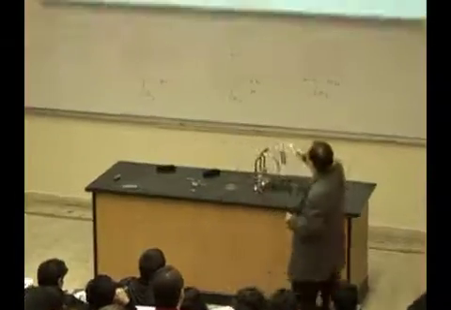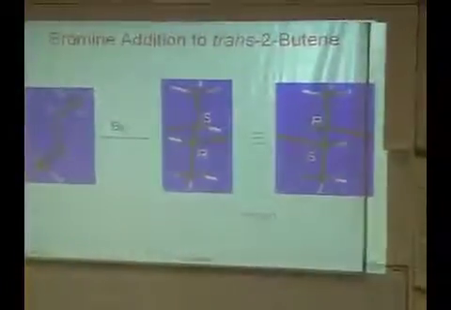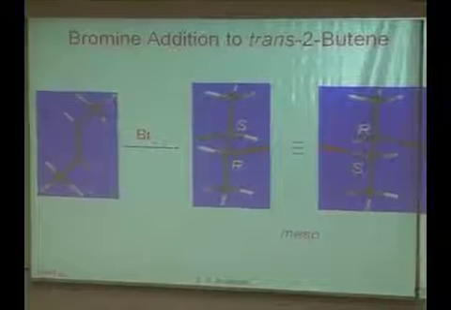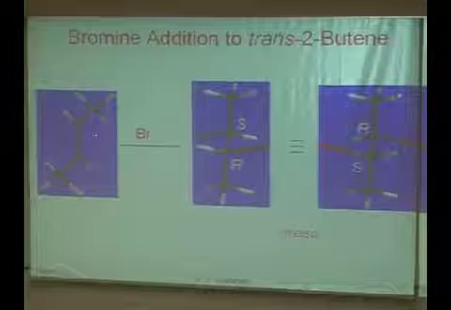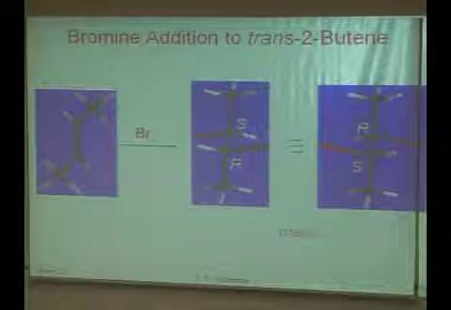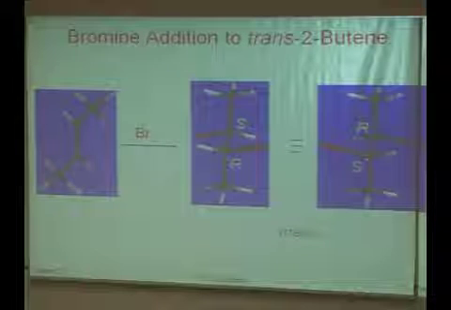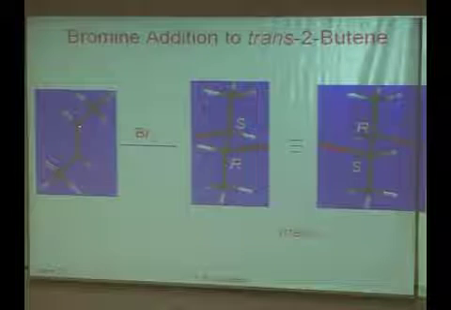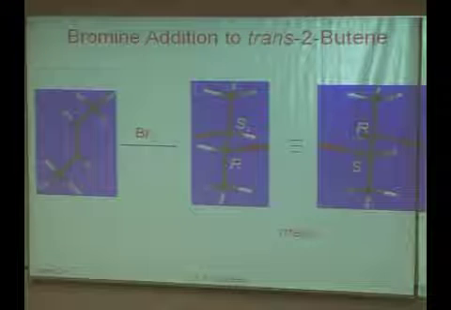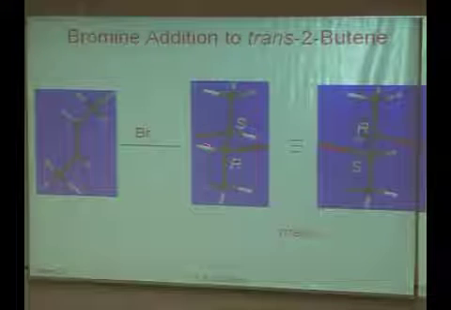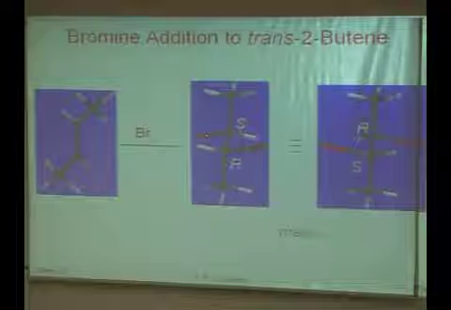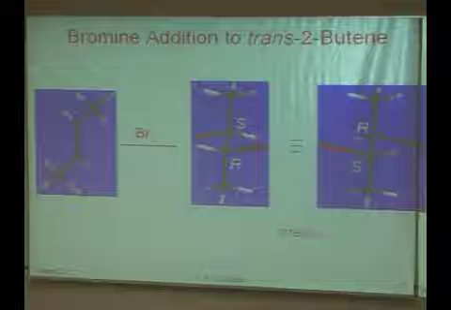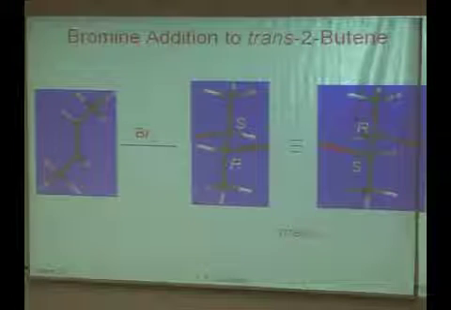Now, if you are starting from a trans alkene, you will get the bromine to add either from this side, which means that the second bromine is going to add from the opposite side. That will be this stereoisomer. Or you will get the bromine to add from this side or from this side. In fact, this is a meso compound. Whether you add from here and then you will get the second bromine here, or you add from here and you get the second bromine right here, that is a meso compound.